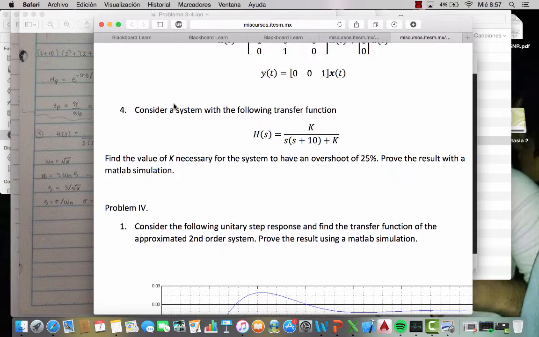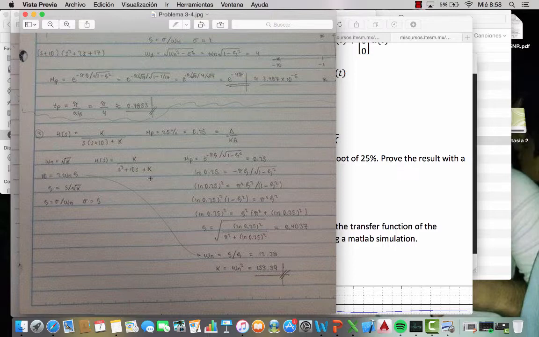For problem number 4, we have to consider a system with the following transfer function. Given this transfer function, we have to find the value of k necessary for the system to have an overshoot of 25%. Also, we need to prove the result with a MATLAB simulation. So we know that the MP, the overshoot, is equal to 25%, which means 0.25.